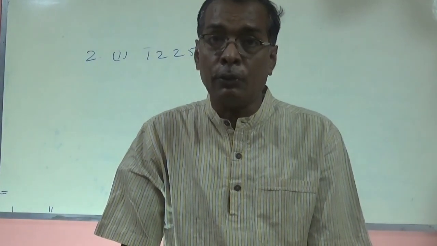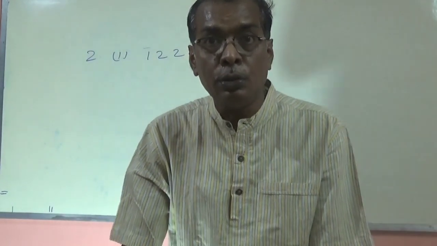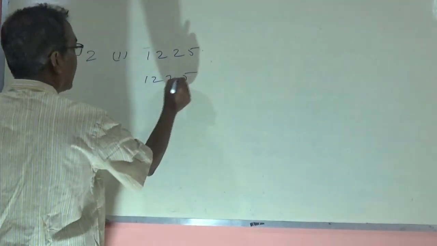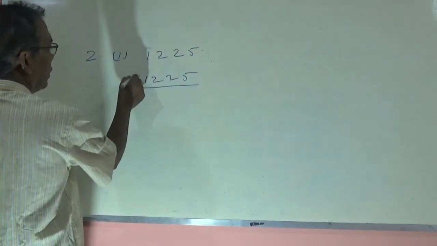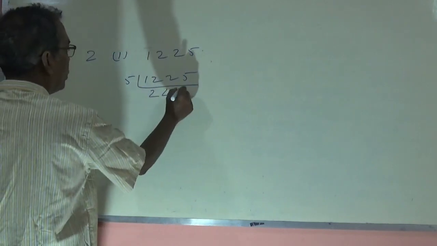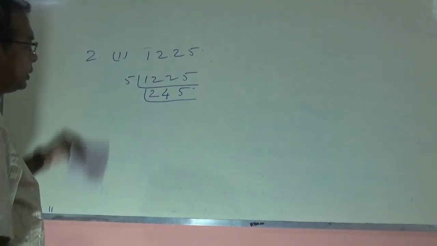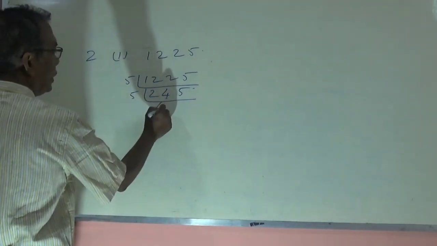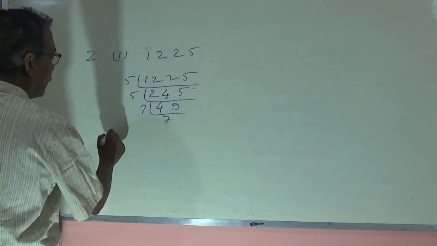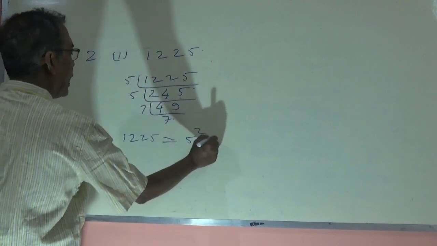Like 25, you can't give the answer directly. In that case you will have to go through the solution. 1225. Take the prime factorization method. 5 2s are 10, 2, 2, 5 4s are 20, 5 5s are 25. Again by 5. 5 4s are 20, 5 9s are 45. And this is 7 into 7. So therefore 1225 you can write as 5 square and 7 square.